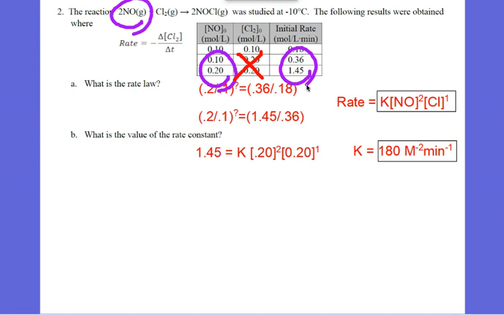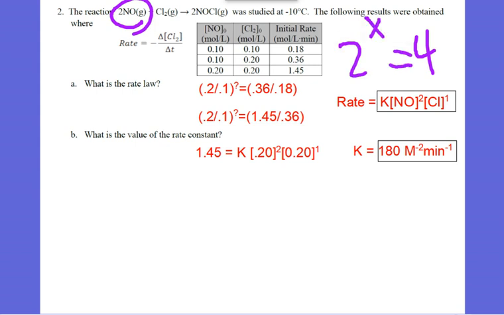And what I see there is that NO is doubling. It's going from 10 to 20. And the rate is going from 36 to 145. So what factor of change is that? If you pick up a calculator and do the math, you'll see that 145 over 36 is actually equal to 4. And then 2 over 1 is still 2. And so then what must be the exponent that makes the two sides equal? It must be squared. NO must be squared.